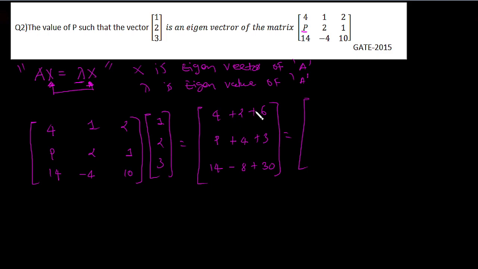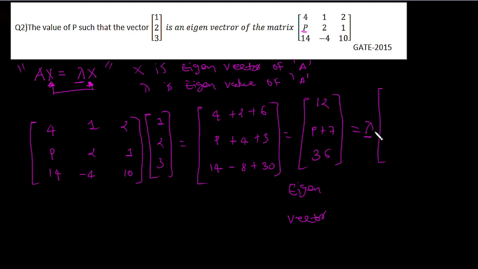So here what you are getting in the first element is 12. Here p plus 7. Now in the last, what we are getting is simply 30 minus 8, which is 22, plus 14. We get 36. Now if this vector is an eigenvector of this matrix, then we can take out some scalar factor, which is here the unknown lambda.